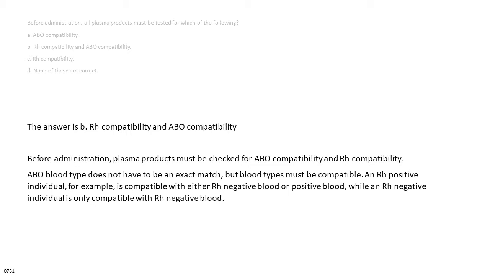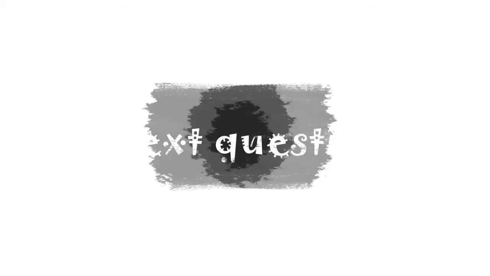Before administration, plasma products must be checked for ABO compatibility and RH compatibility. ABO blood type does not have to be an exact match, but blood types must be compatible. An RH positive individual, for example, is compatible with either RH negative blood or positive blood, while an RH negative individual is only compatible with RH negative blood.